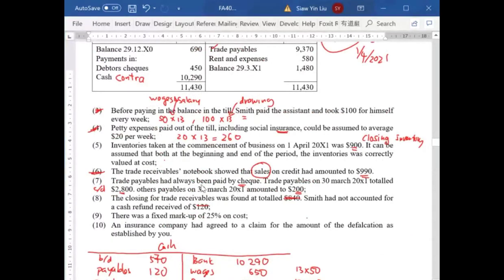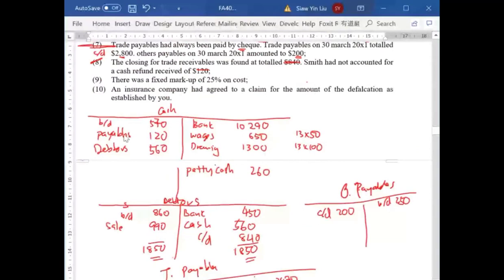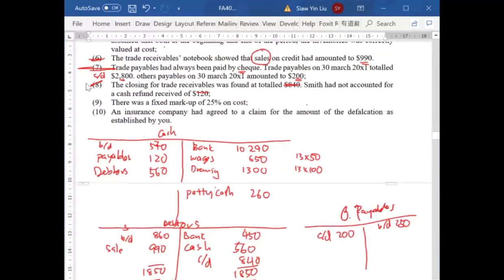But do look at the information here. Number 7 done. Closing, this is done. Have no account for a cash refund receipt. Cash refund receipt from your trade payable. They pay you. If you receive a refund, you will not receive it from your debtors. It's always received from your creditors. Remember or not? Only your creditors will pay you money if it's a refund. So here, cash refund, cash account. Okay, this is for refund 120. Just now the double entry, we already recorded in payable. Okay, so number 8 done.